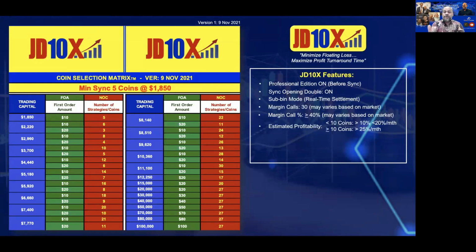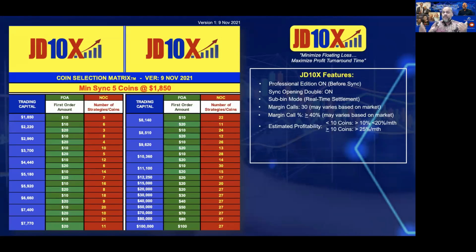Estimated profitability. So you can see, if you have 10 coins or below, it will be from 10% to about 20%. So we do not want to overpromise anyone just to get you into the circle. I don't want to do that. We just better be real, because the market is a real market. Please understand that. So if you have more than 10 coins, based on our backtesting result that I've shown you last week, we can actually make at least about 25%.